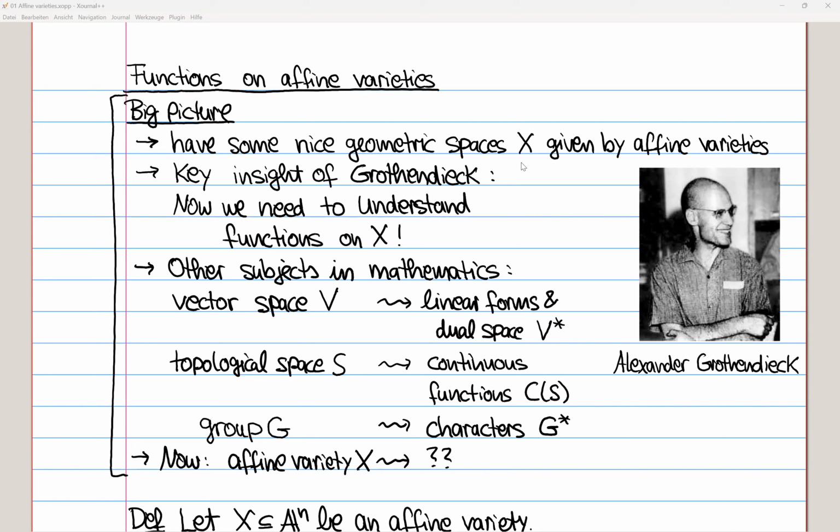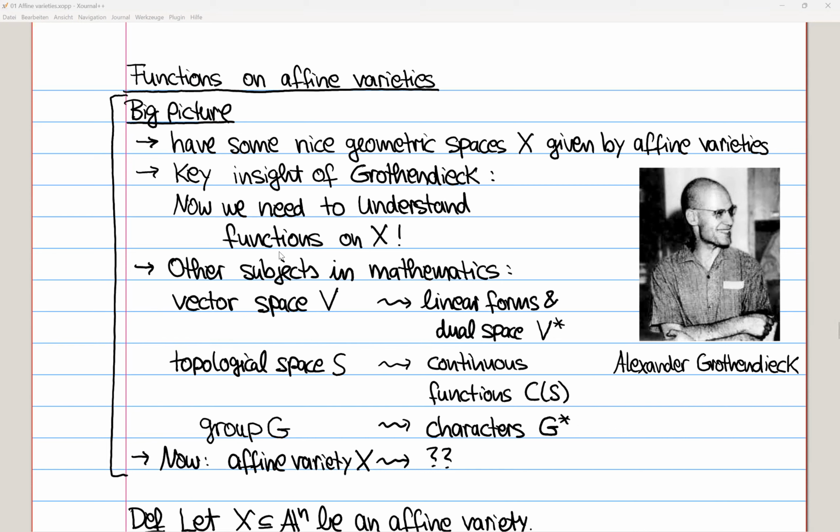The next big step that we're going to start today is looking not just at the spaces X itself, but looking at functions on these spaces. And this idea that to really understand the space, you need to understand what the functions on it are, this is one of the key ideas of Grothendieck. So you see here, Alexander Grothendieck. He was one of the big algebraic geometers. He basically revolutionized the field.